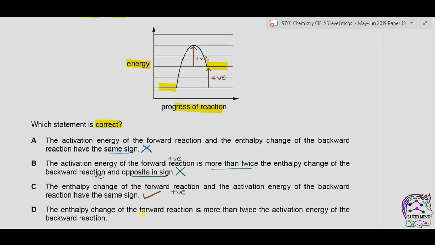Part D, the enthalpy change of the forward reaction is more than twice the activation energy of the backward reaction. Now the enthalpy change of the forward reaction consists of these two lines, while the activation energy of the backward reaction also consists of two lines, so these are actually equal. So it is not more than twice, so therefore it is incorrect. The correct answer is therefore C.